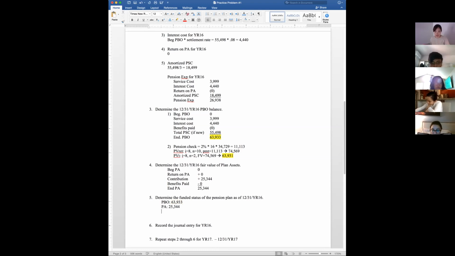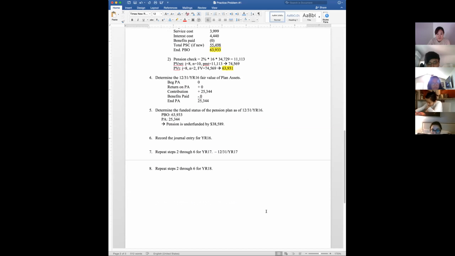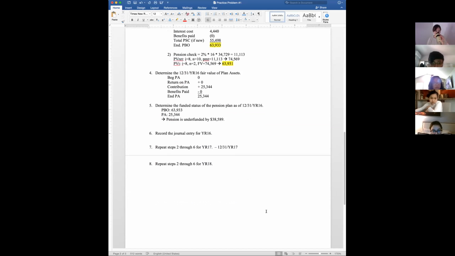So underfunded or overfunded? Greater liability, therefore underfunded, yes. The pension is underfunded by 38,589. That's the difference.